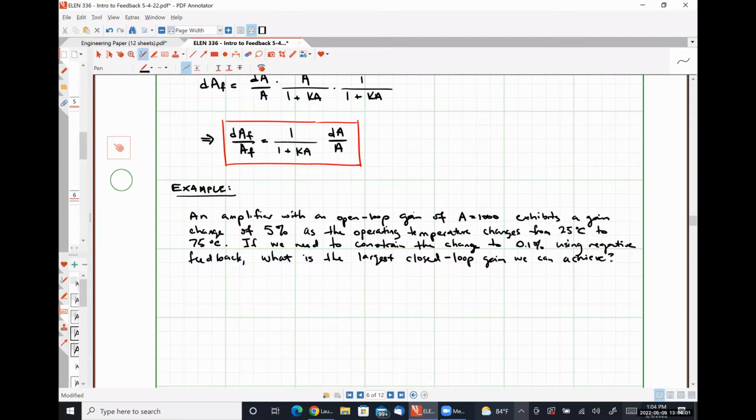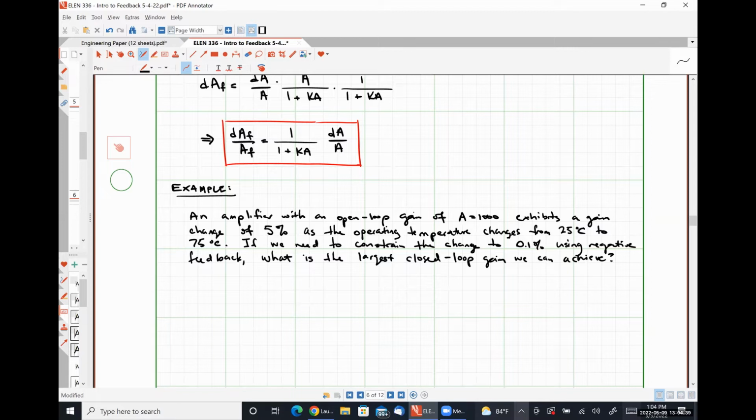Effectively, we're looking at the trade-off that's going to occur. Right? If we use negative feedback to force our system gain to only be allowed to change by 0.1%, what is that going to do to the gain of the system? It's obviously going to be less than 1,000, but by how much? What trade-off do we have to make in order to get this type of sensitivity?